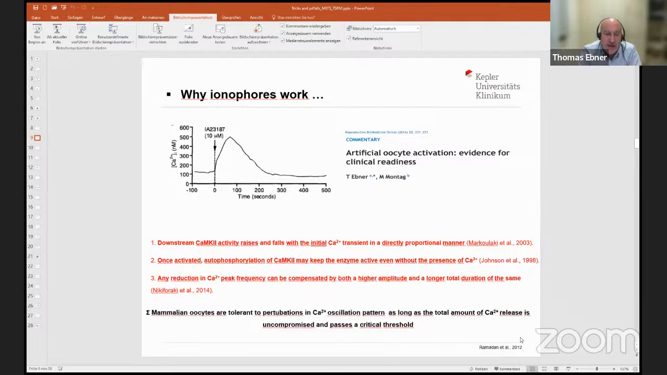The good thing is that the downstream events, like the calcium calmodulin dependent kinase 2 activity, rise and fall with the initial calcium peak in a directly proportional manner. This means the larger the first peak is, and there is only one peak, the more likely the cell gets fertilized. And once activated, autophosphorylation of CaMKII may keep the enzyme active even without the presence of calcium at all, meaning it is somehow self-driving. Any reduction in the first calcium peak or in the frequency can be compensated by both a higher amplitude and a longer total duration, meaning the area under the curve has to go up, meaning more calcium is available. It seems that mammalian oocytes are very tolerant to perturbations in calcium oscillation patterns, as long as the total amount of calcium release is uncompromised and passes a critical threshold.